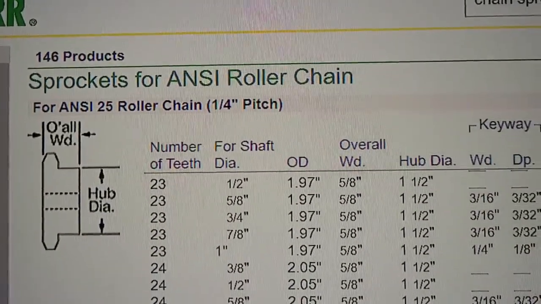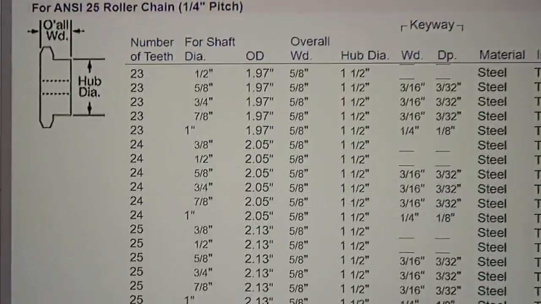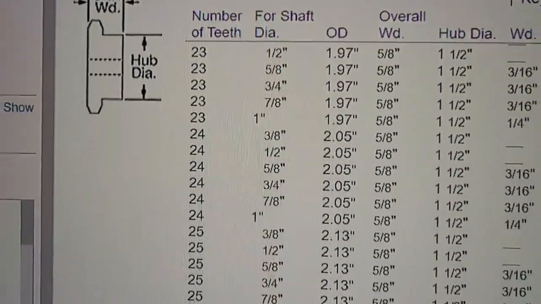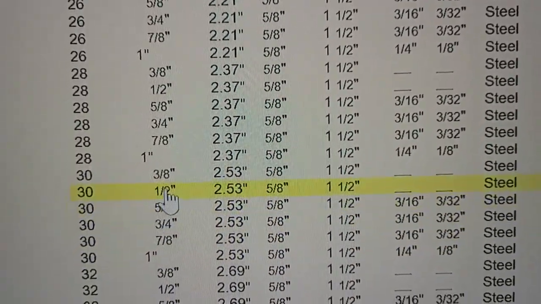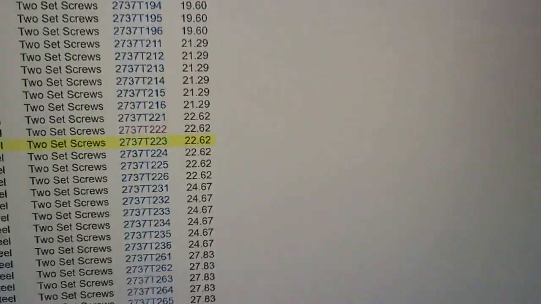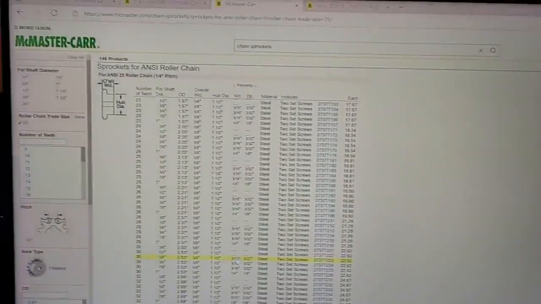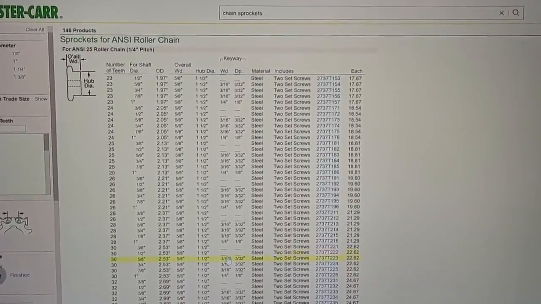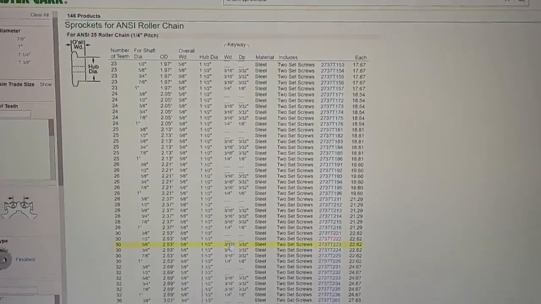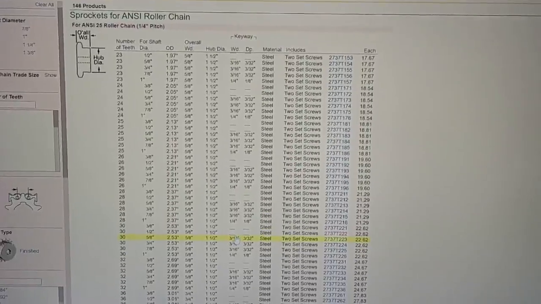I've got these set for ANSI 25 roller chain, and you can literally just pick the number of teeth. So if I want a 30 tooth, you go here. You can see they've got different bore diameters, 3/8, ½ inch, whatever. And then if you go across, these things are like 20 something bucks. So real cheap. We had planned to use a belt and pulley, but I can't find belts and pulleys that are appropriate, that are even available. I can find the pulleys, but I can't find the belts.